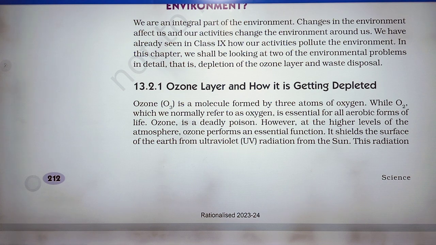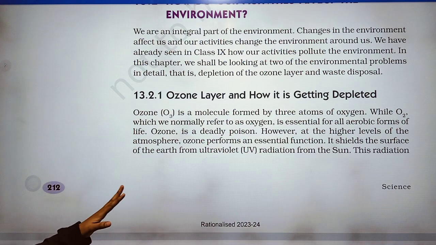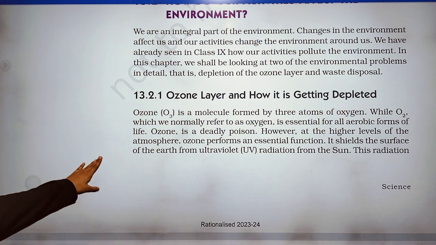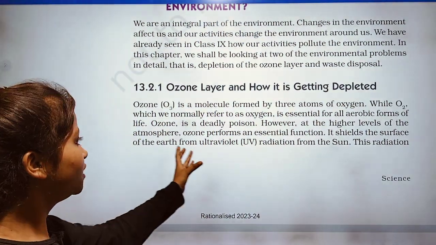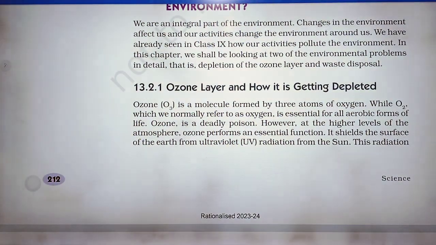Ozone is a deadly poison. O2, which is formed by two atoms of oxygen, is very essential for our life, but this molecule formed by three atoms of oxygen is a deadly poison. However, at the higher levels of the atmosphere, ozone performs an essential function.